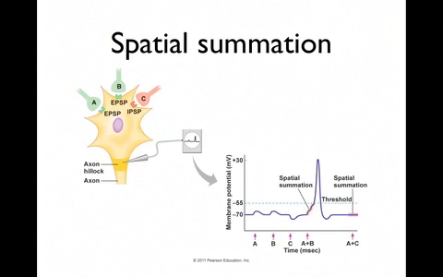So when A and B fire together, or within milliseconds, the excitatory potential is doubled, and this is enough to hit the threshold and fire off an action potential.